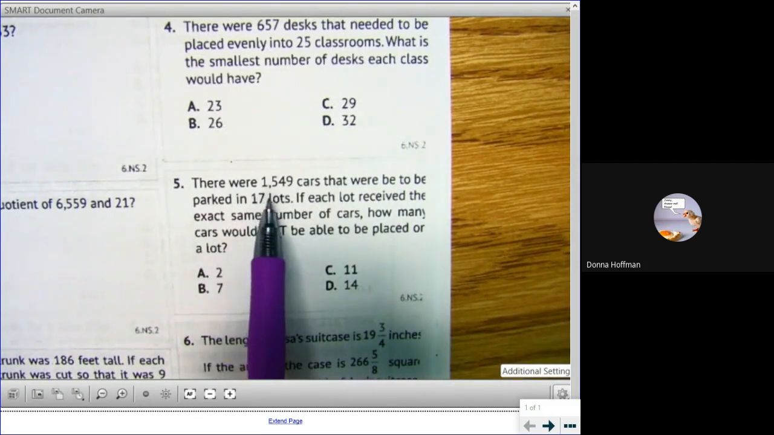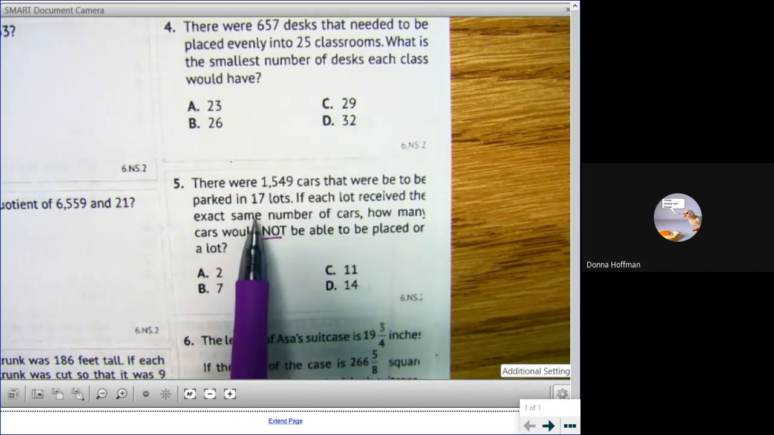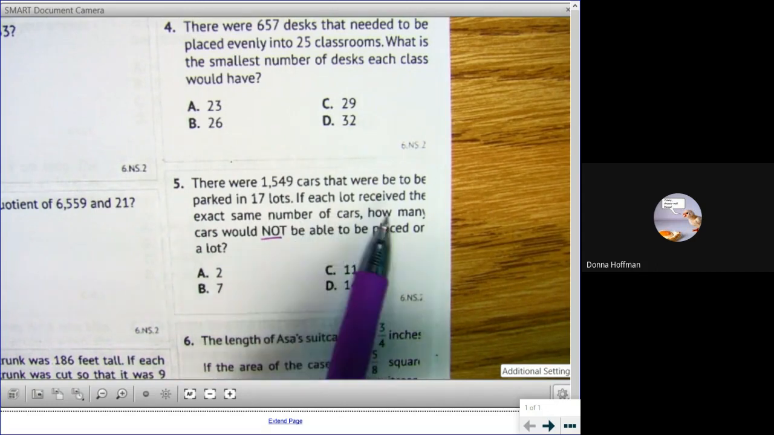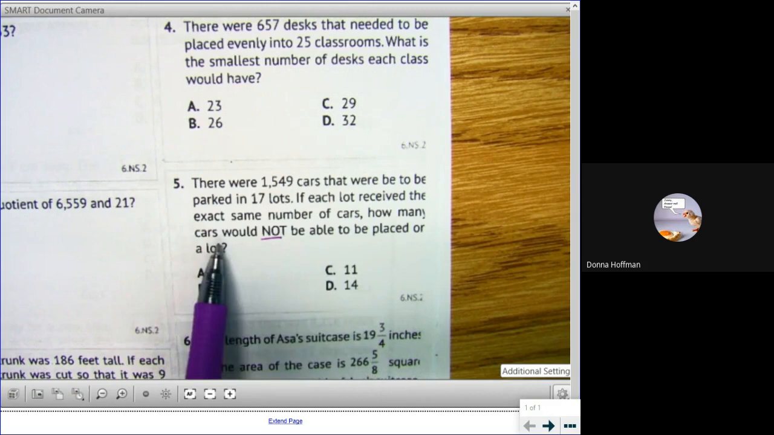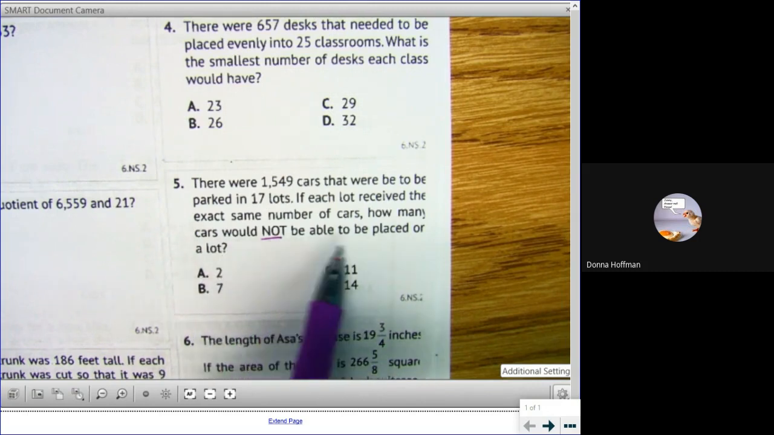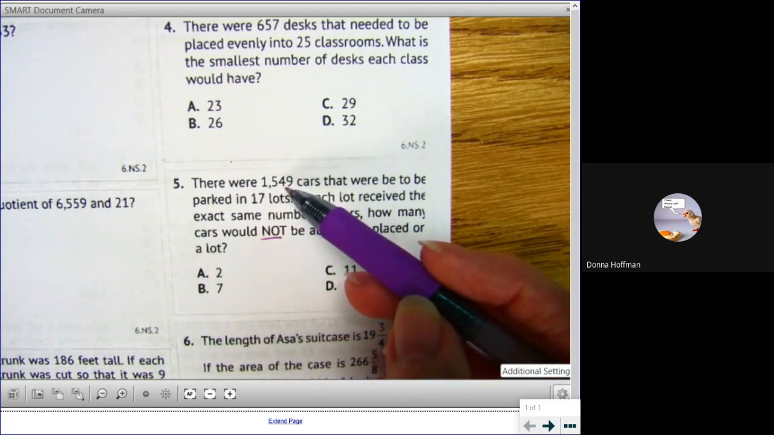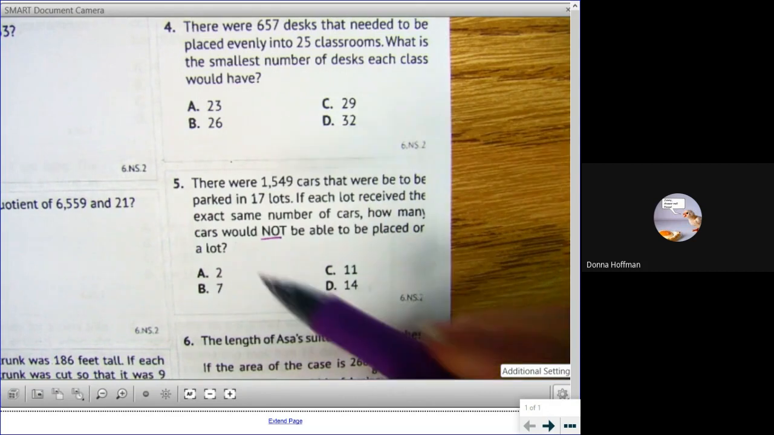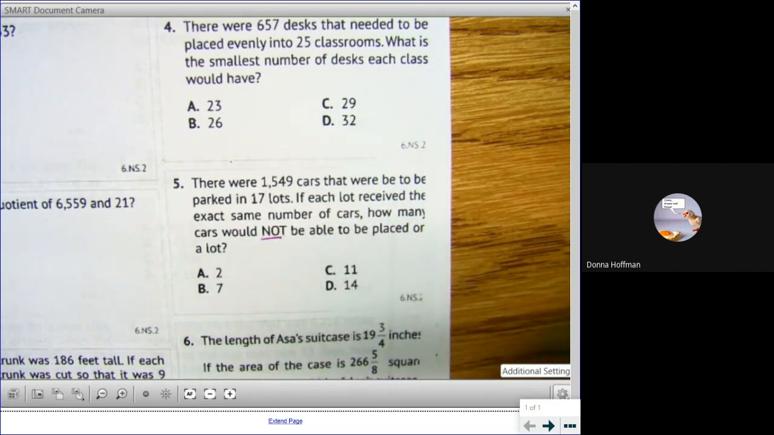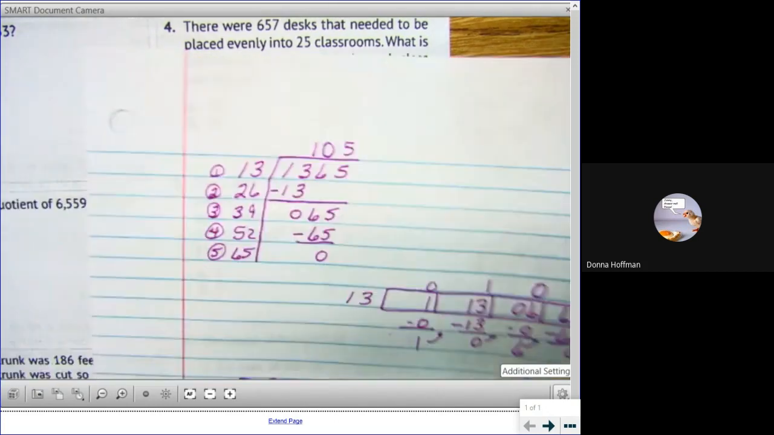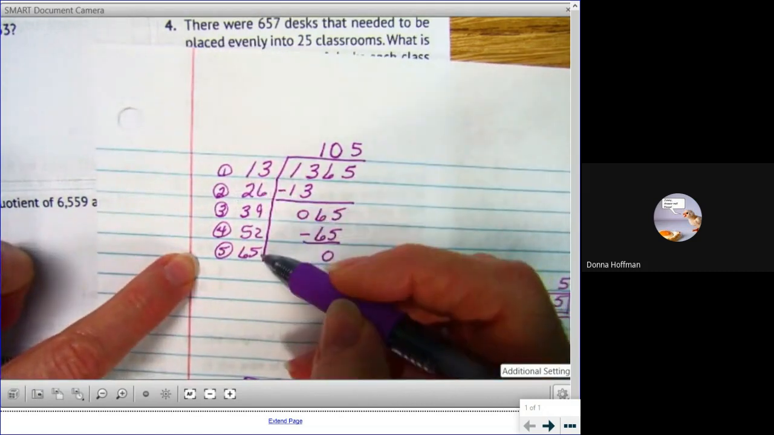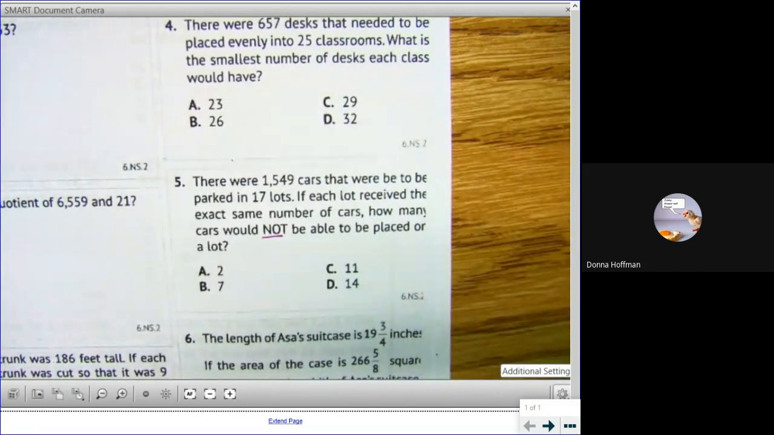You've got 1,549 cars, and they're going to be parked in 17 different parking lots. And if each lot received the exact same number of cars, how many cars could not be placed in the lot? So you're looking for some kind of a remainder. So you're going to do 1,549 divided by 17. You can take the 17 and skip count it down the side like I showed you in the last video, and just skip count your divisor down. It's easier to do it that way. That way you feel less pressure when you are doing your division.